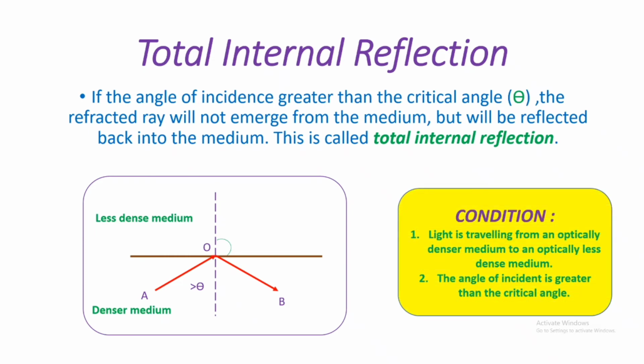Here is the condition for total internal reflection. Light is traveling from an optically dense medium to an optically less dense medium, and the angle of incidence is greater than the critical angle.